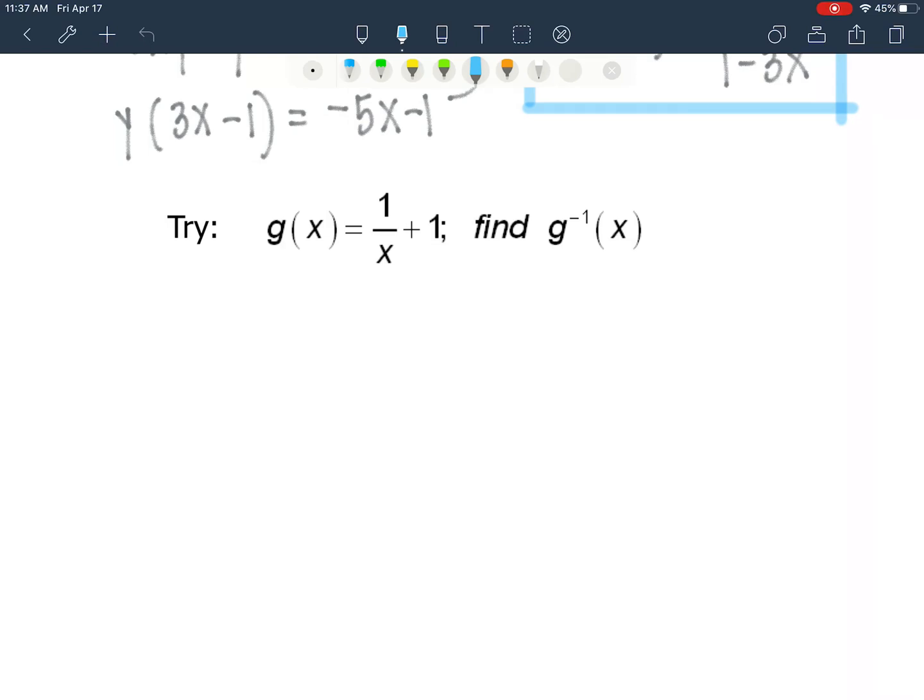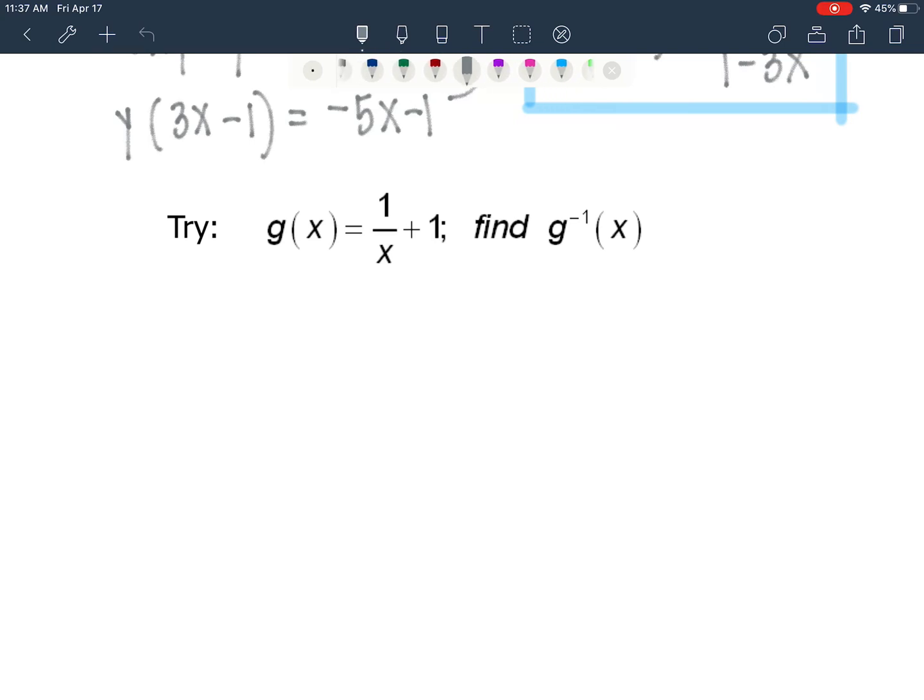Okay, here's a problem for you to try. So go ahead and jot that down and try it. And I'm going to work it out for you. So I'm going to follow the steps.